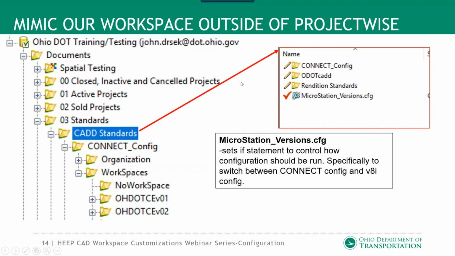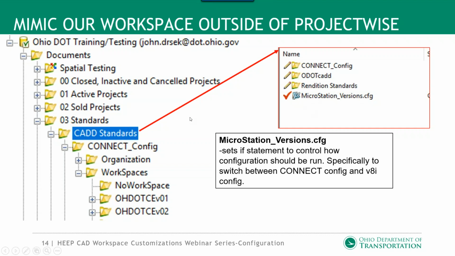Inside this CAD standards folder, we have our connecting config folder, which would be equivalent to what I just went over outside. We have this O.CAD, that was for our V8i stuff. But the main thing here is the migration versions config file. This is what we're using to kick off the configuration on the managed workspace side. And there's an if statement in there that checks the version of the product you're opening. So if it's version 10, then it knows to go the connect way. If it's version 8, it knows to go the V8i way. So that's the starting point.